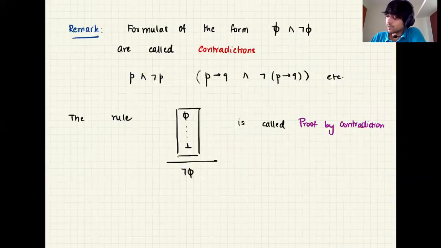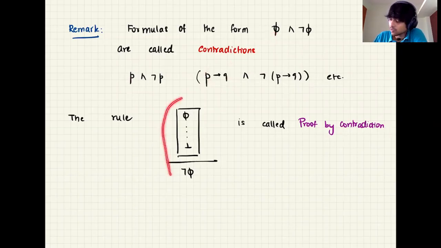Okay, so yeah, just a remark. So formulas of the form phi and not phi are called contradictions. Okay, and so this phi can be some P, or it could even be P implies Q. So this is P implies Q and not of P implies Q. Okay, so any phi and not phi is called a contradiction, and this rule is proof by contradiction.